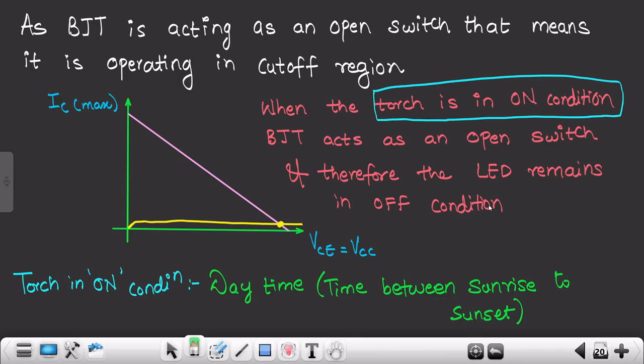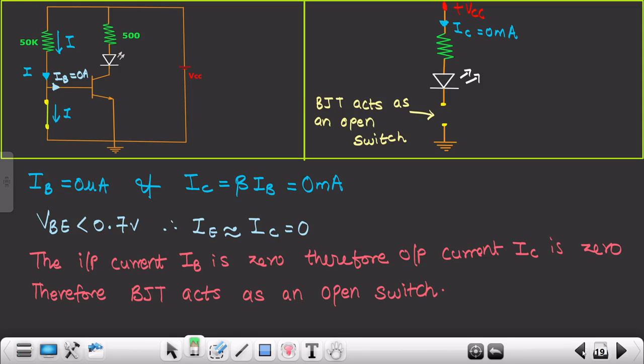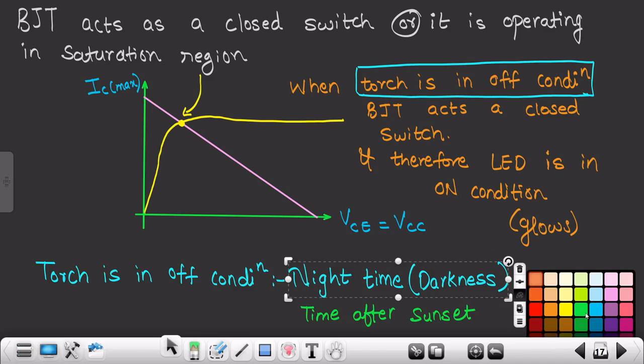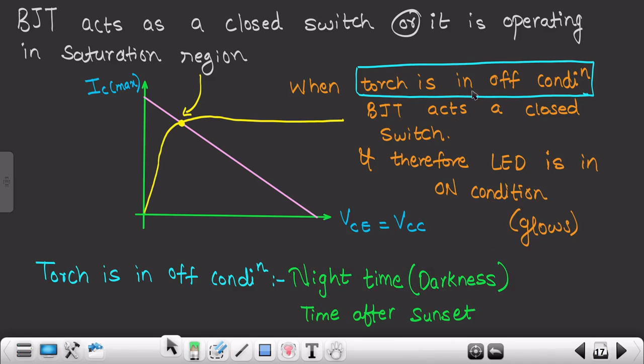The street light would be in off condition, and as soon as the sun sets, or during night time, what is going to happen? During night time or during darkness, the street light is going to be in the on condition. So this was the most important key point that you should remember, the most important conclusion that we had concluded in this particular video, and I hope that you really understood this part in depth.